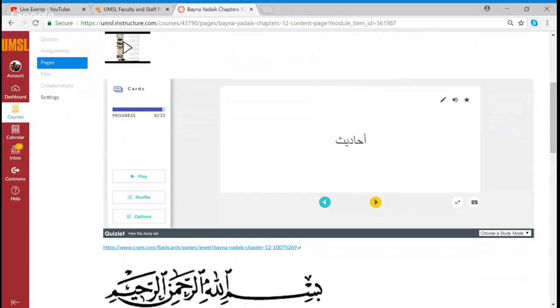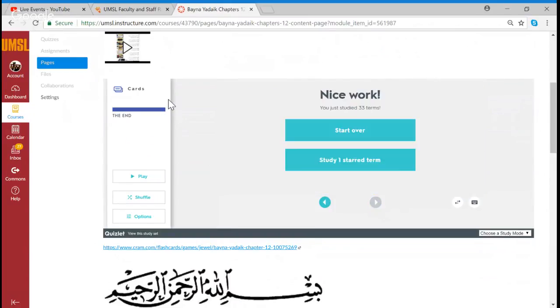Ahadith, is that verses? Actually, sayings of the Prophet Muhammad. It's the plural of hadith. So hadith, ahadith. Next. Ayat, these are verses. Yeah, ayat, verses. Aya, ayat. Hiwaya, hobby. Okay, good.